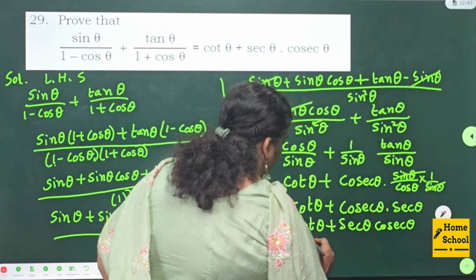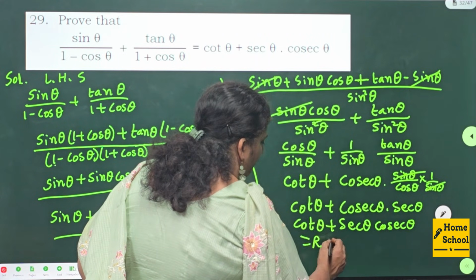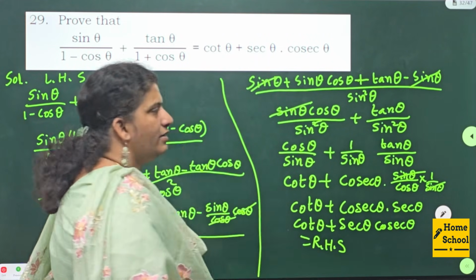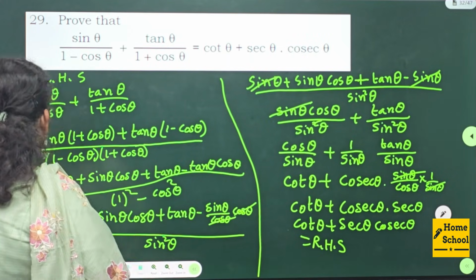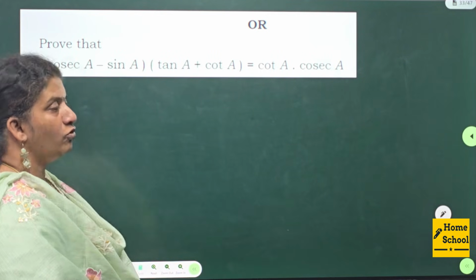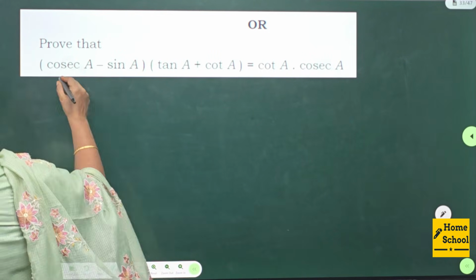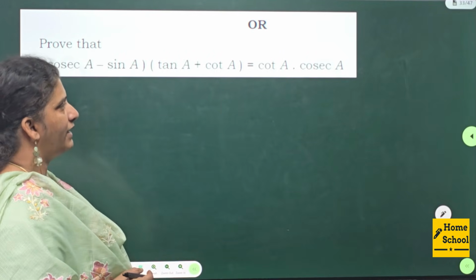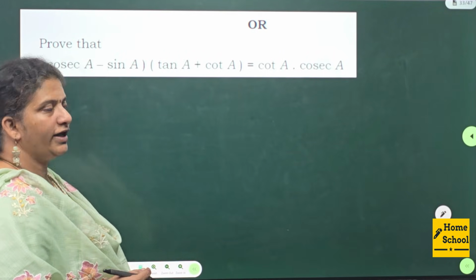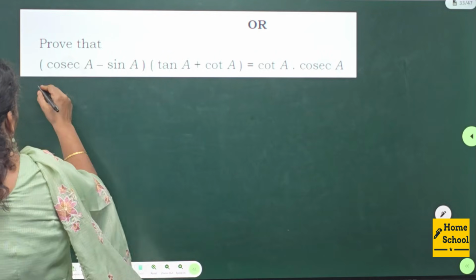That is equal to RHS. Therefore, LHS is equal to RHS. Both are equal, hence it is proved. In this, we have one more OR question. Again, in the same manner, prove: (cosecant A minus sin A) into (tan A plus cot A) is equal to cot A into cosecant A.